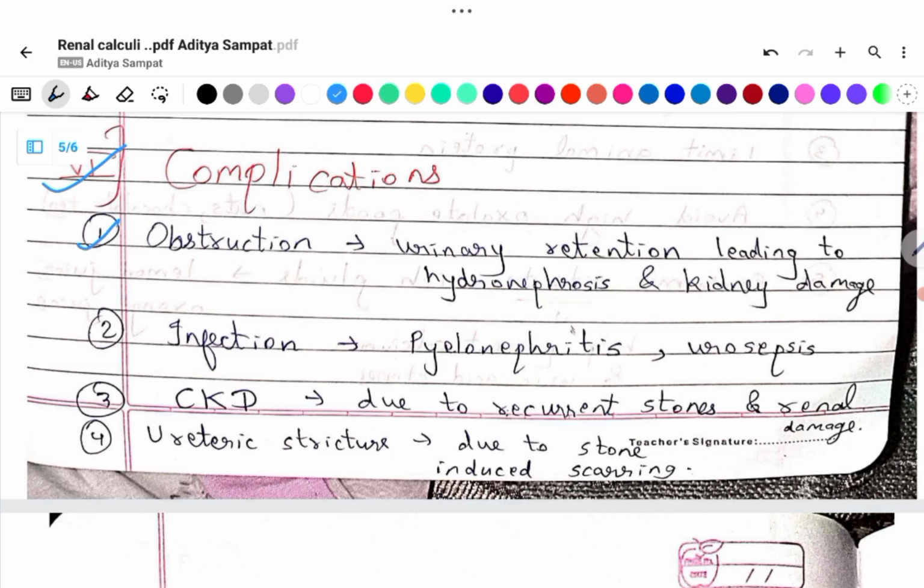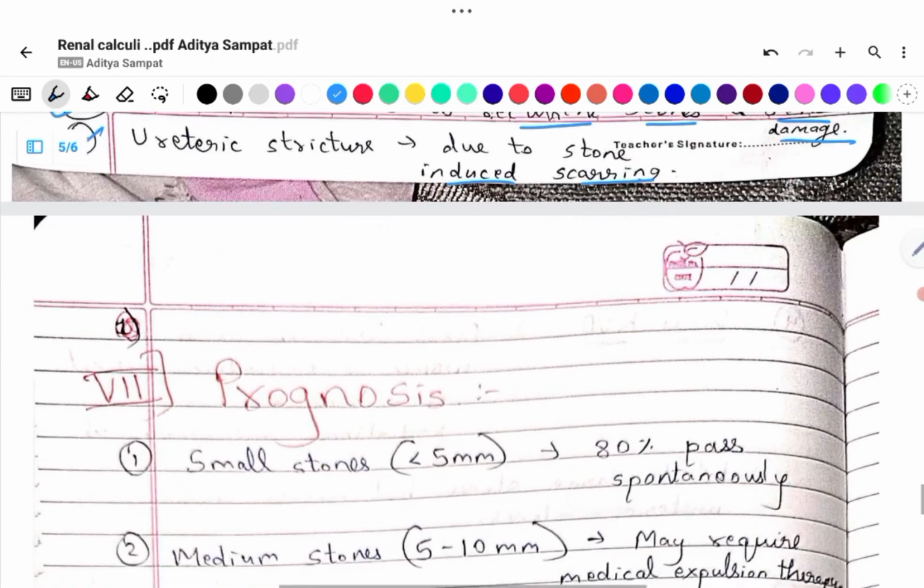Now we move on to the complications. First is obstruction, urinary retention leading to hydronephrosis and kidney damage. Second is infection, pyelonephritis or urosepsis. Third is CKD due to recurrent stones and renal damage. Fourth is ureteric stricture due to stone-induced scarring.